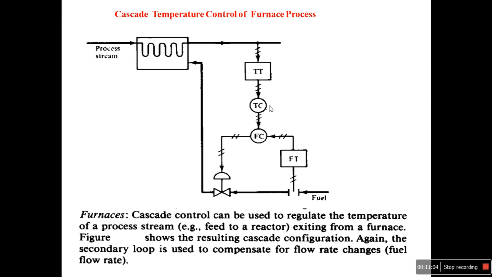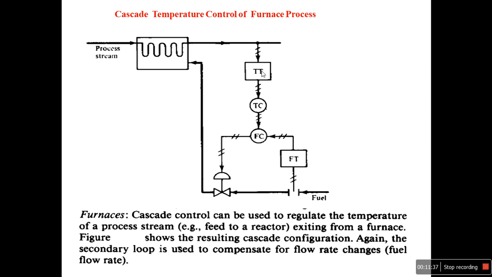So here the secondary process we are taking is the fuel flow rate. For running the furnace process we require some fuel also. The process output, the temperature, mainly depends upon the flow rate of the fuel. That's why we are going to measure the fuel flow rate as a secondary variable, and this secondary controller compares the output of the primary controller and this fuel flow rate, and depending upon the deviation provides the required changes in the fuel flow rate, and accordingly the temperature will be controlled.